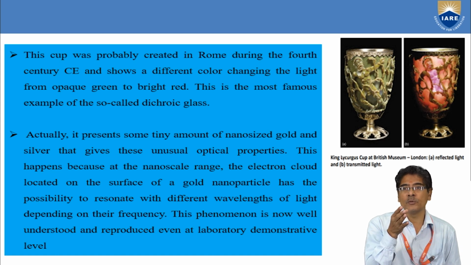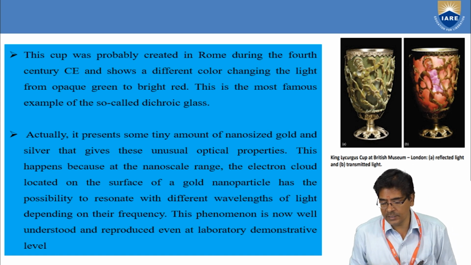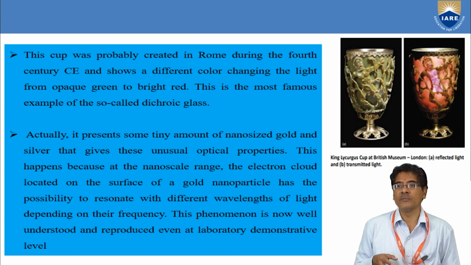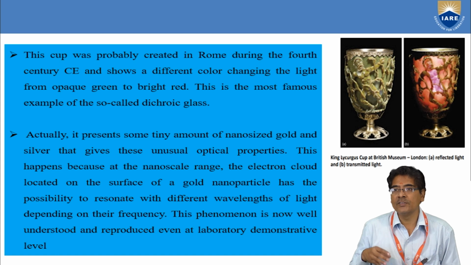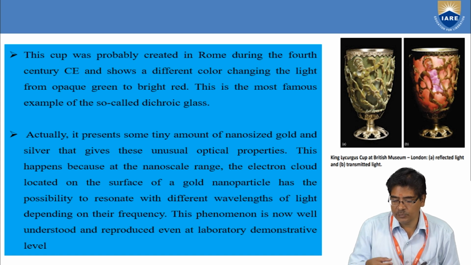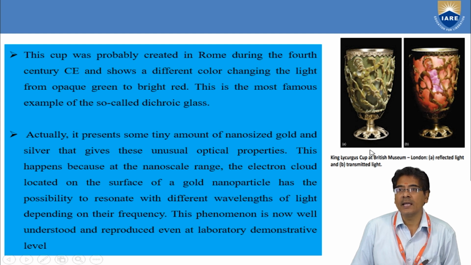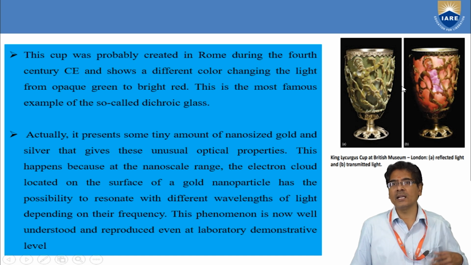This cup is kept in the British Museum in London. One image is of the reflected light, the other is by transmitted light. Figure A represents the reflected light, and this one the transmitted light. When light is transmitted in this direction at the nanoscale, the color can be changed.